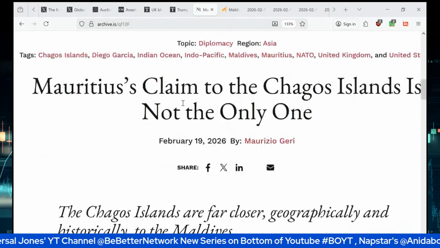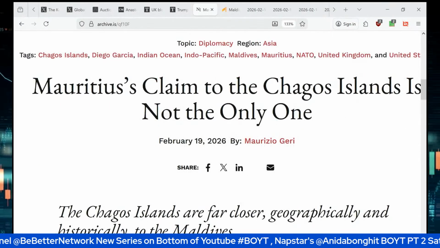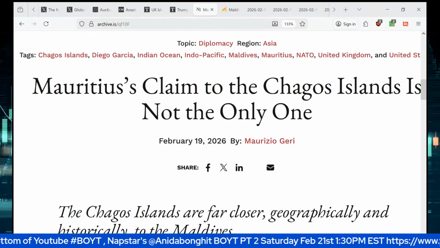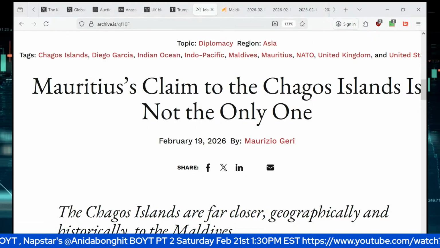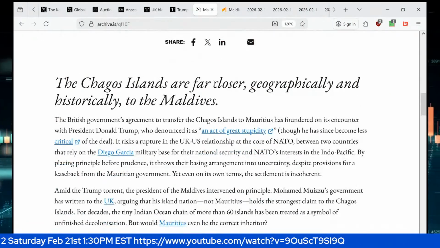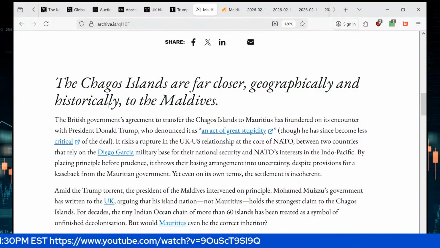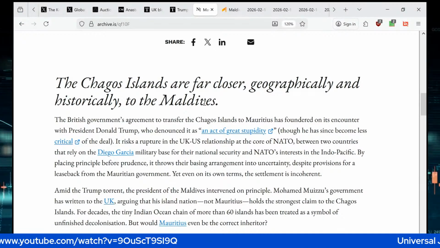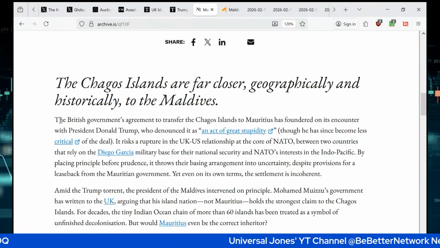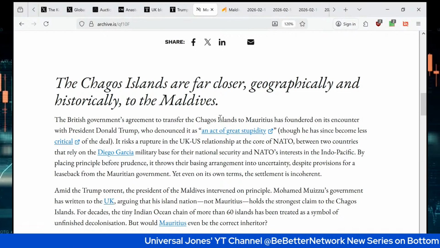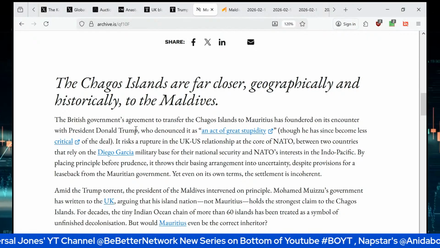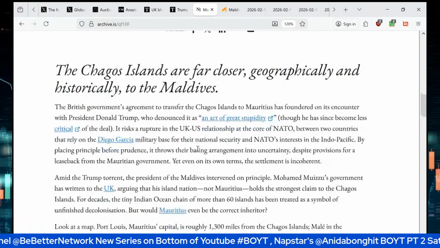Nationalinterest.org, all right, which is a think tank created by Richard Nixon way back when. Okay, so disclosure. This is an opinion piece, right? The Chagos Islands are far closer geographically and historically to the Maldives. What are the Maldives? What is Mauritius? Okay, the British government's agreement to transfer the Chagos Islands to Mauritius has floundered on its encounter with President Trump, who denounced it as an act of great stupidity.